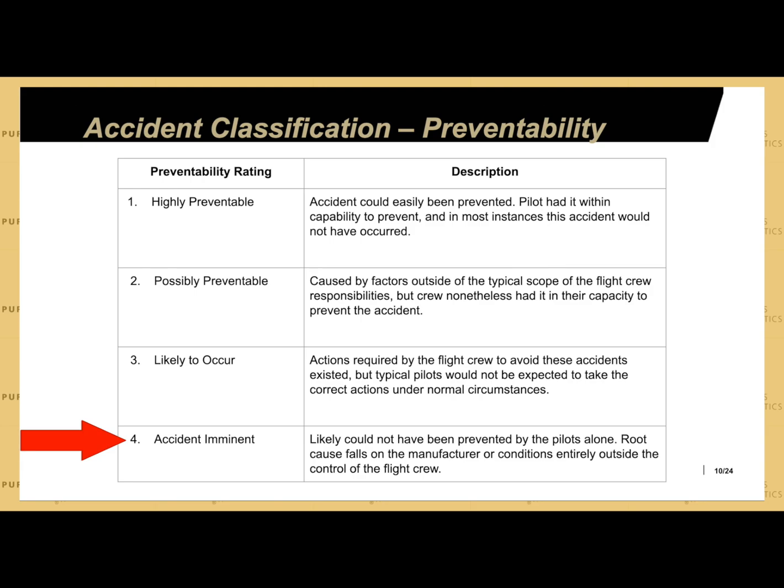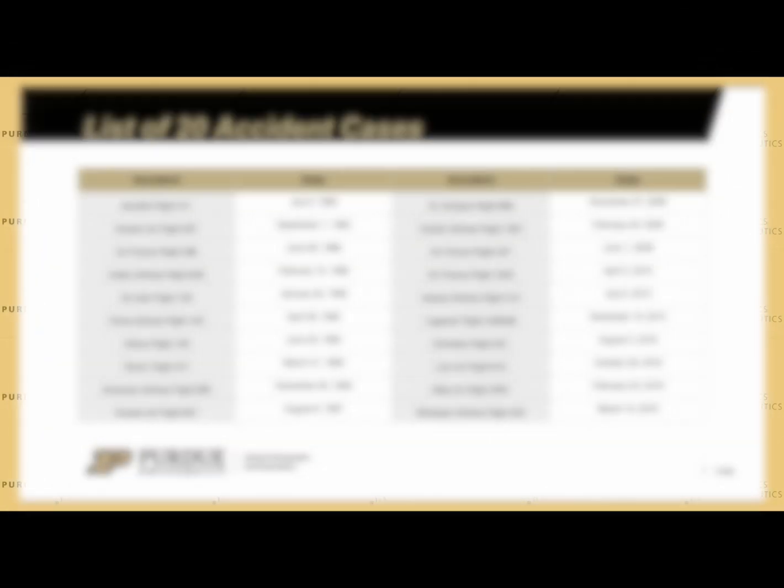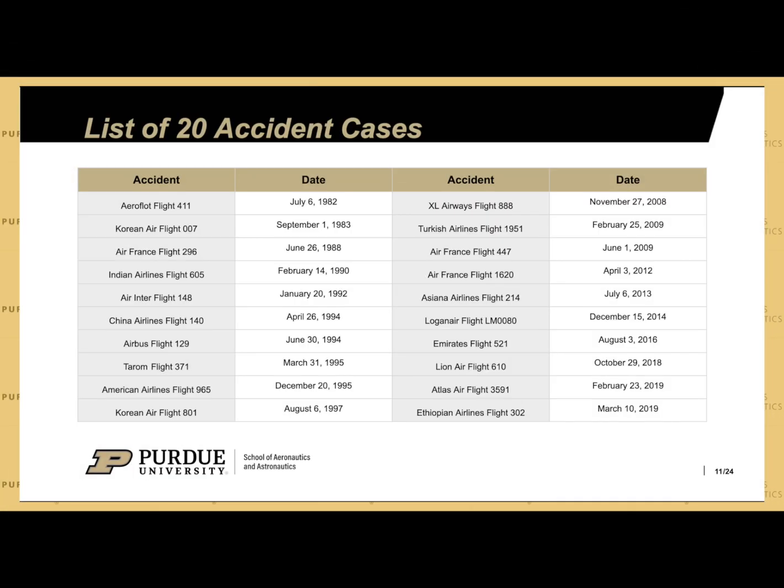For this level, the cause of the accident is faulty automation system or system malfunction, and the pilots have no way to fix it. This is a list of 20 accident cases that we studied for this project. From this list, we picked 3 example cases which we will discuss in detail in the following slide.